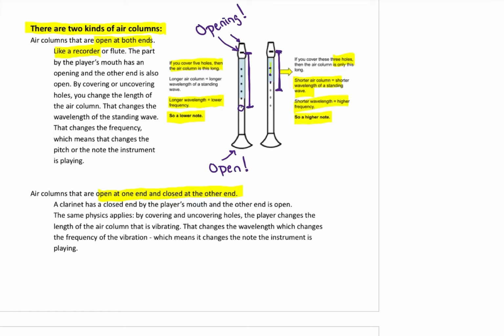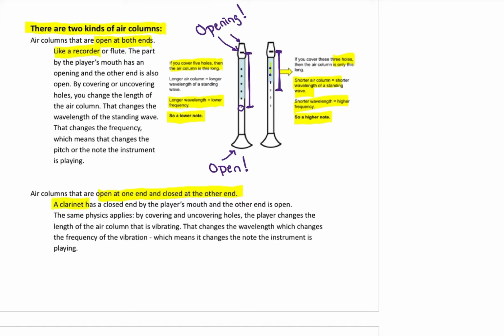So from your intuition, if you played recorder, when you covered a whole bunch of holes, basically what you were doing is you were making the air column really long, and a really long air column means a long wavelength. Long wavelength means a lower frequency, which means a lower note. And then the flip-flop, anytime you have a short instrument, the short instrument means shorter air columns, means shorter wavelengths, means higher frequency.